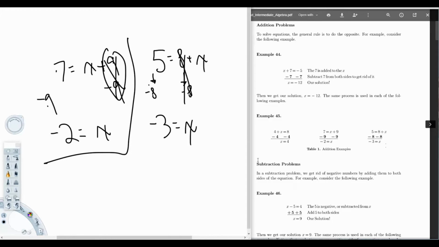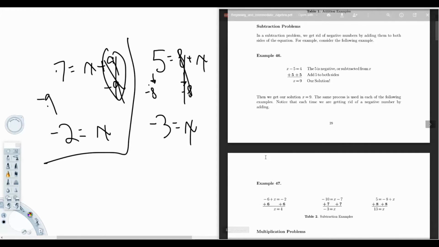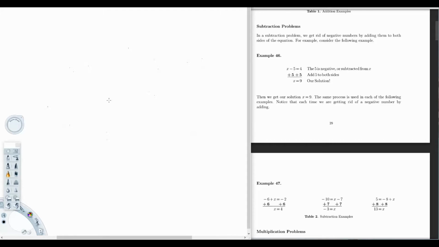All right, so now the book goes on to subtraction problems. What's the subtraction problem? It's the same thing as the addition problem, except instead of adding, we're going to be subtracting. So let's take a look at this. Subtraction problems. These are real problems.